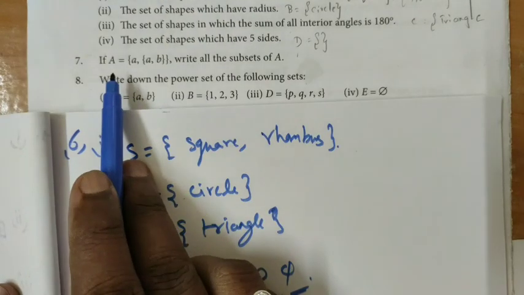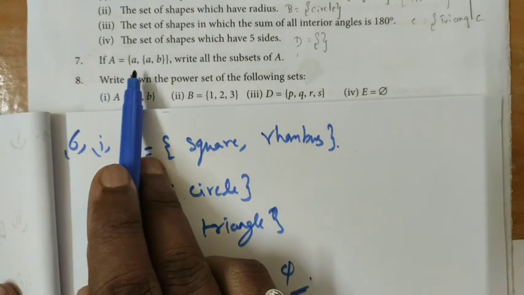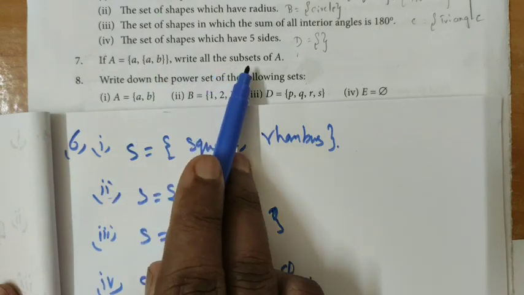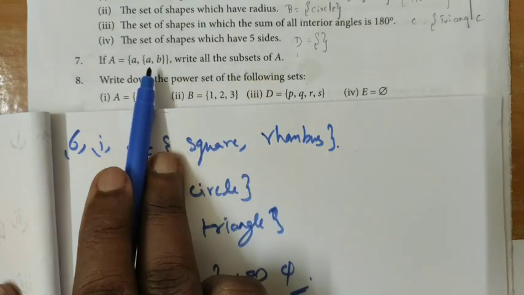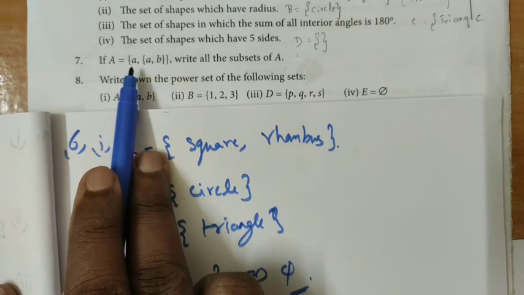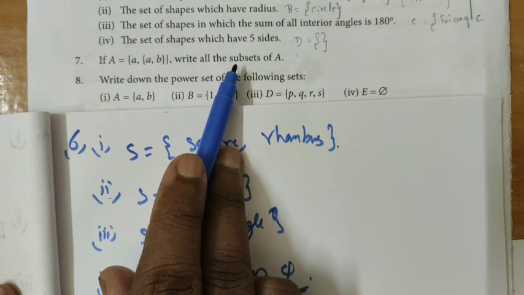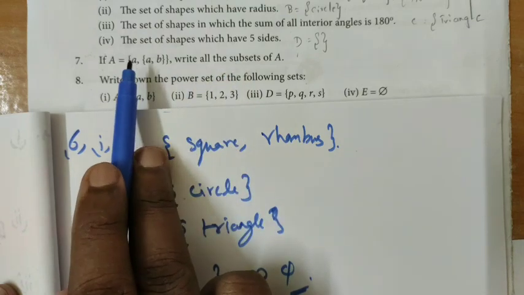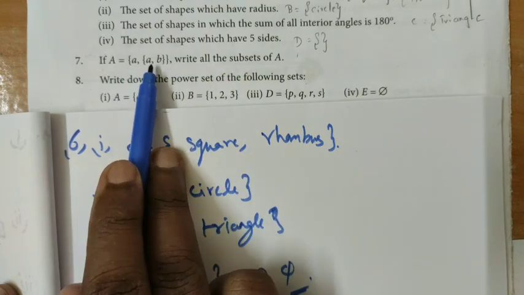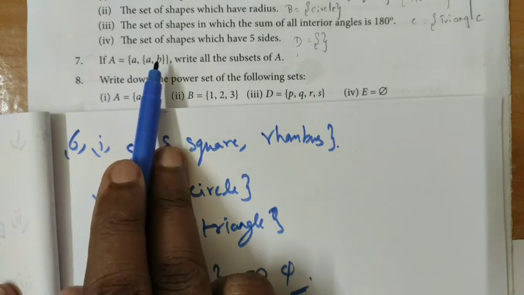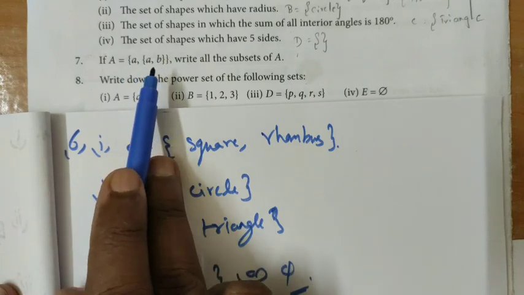Next question number 7. If A is equal to {a, {a, b}}, write all the subsets of A. Right? All the subsets of A means we have to write how many sets. We know the subset formula, 2 power n is the subset formula. How many elements here? a is one element and {a, b} is another element. So 2 elements, right? And then 2 power 2 we have 4 subsets, right?